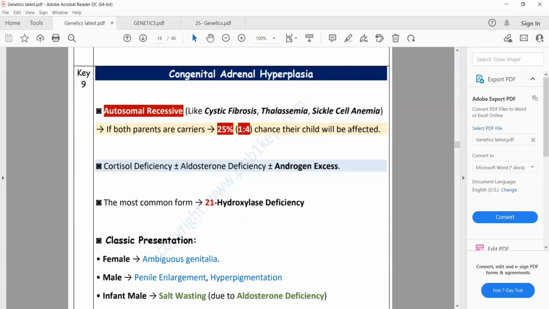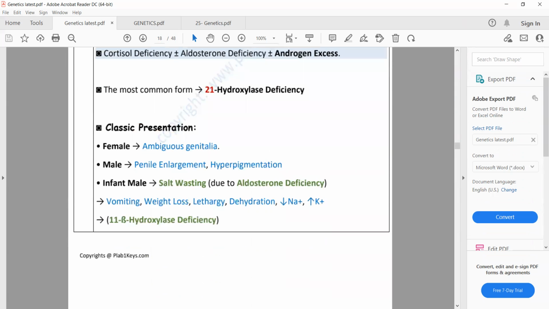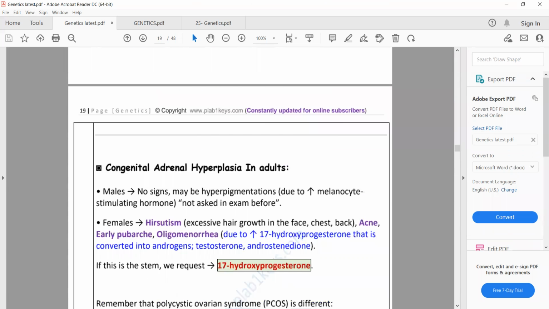Congenital adrenal hyperplasia was discussed in the endocrinology chapter, so we'll not discuss it here.